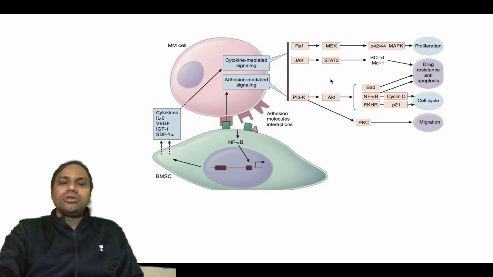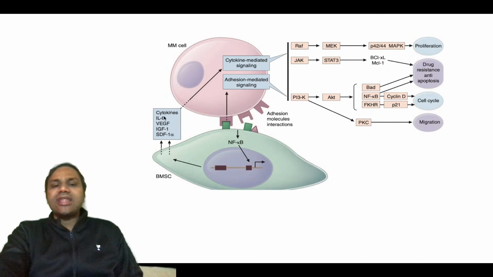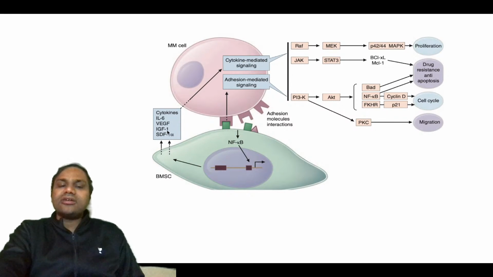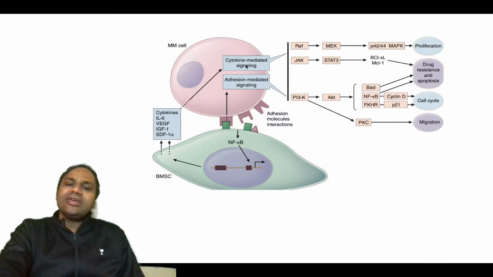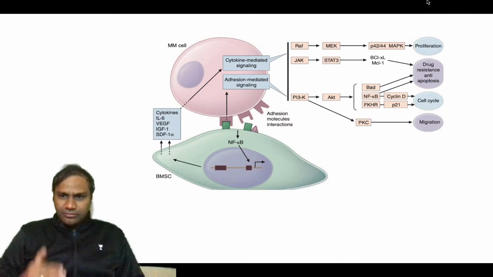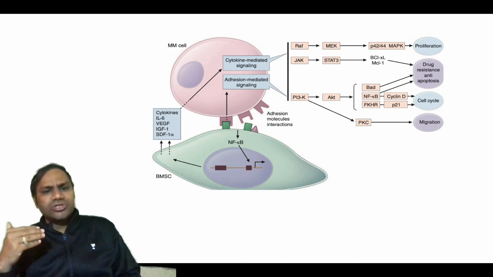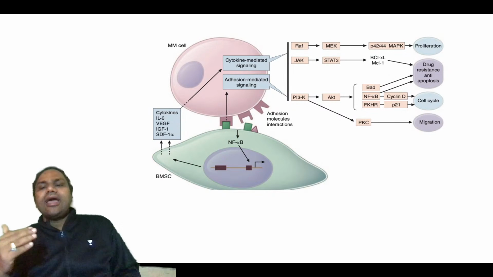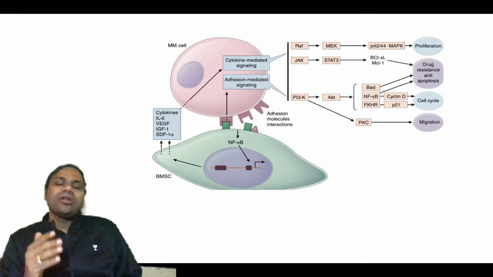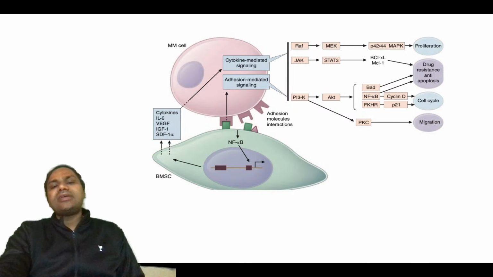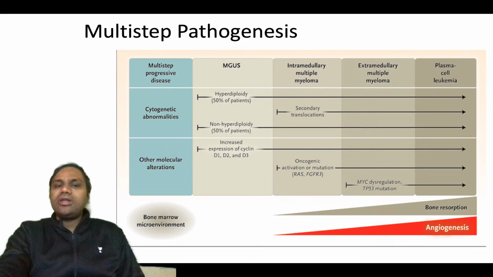So these different cytokines, like interleukins, vascular endothelial growth factor, insulin-like growth factors, and SDF1 alpha, will increase the RAF and JAK pathway, and adhesion molecules will increase the PI3K pathway. All these pathways are finally responsible for proliferation, for activation of the cell cycle, and for migration and so on. So this is basically the major pathway of development of multiple myeloma.